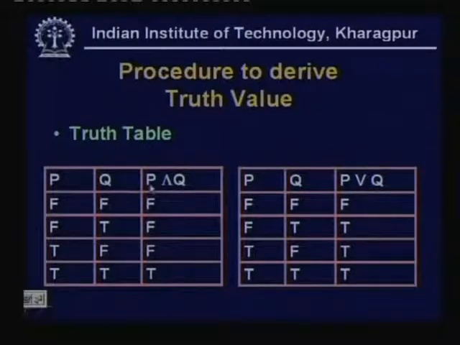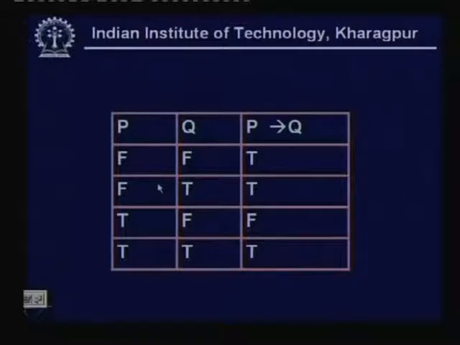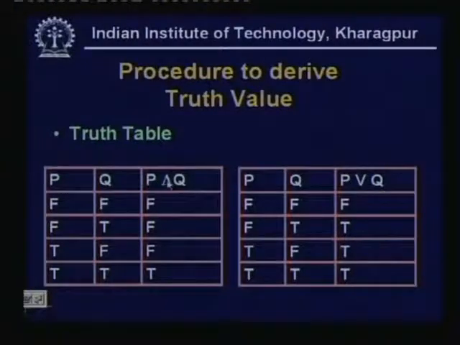So, let us see, when we talk of P and Q, you know that AND is true if both of them are true, if both of the propositions are true. So, when it is false, false, P and Q will be false. If P is false and Q is true, then P and Q will be false, because it requires both of them to be true. True and false will become false. Only when both of them are true, it will become true.